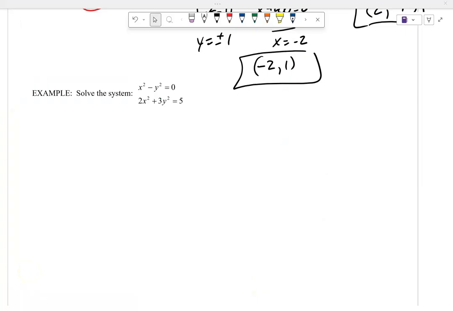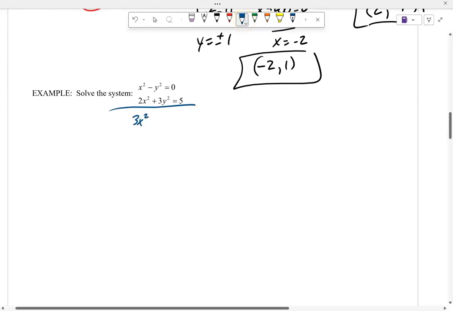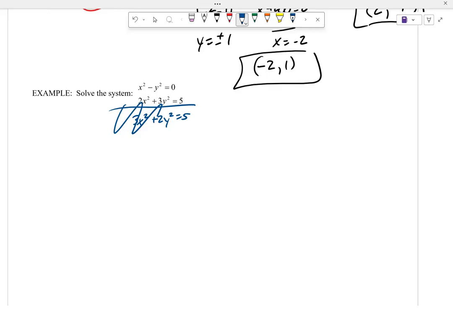Now this one here, if we're looking at this, it's kind of difficult to solve for x or for y, right? So I'm thinking this would be a little easier with elimination. Right now, if I added it up, I'd get 3x squared, negative y squared, but I get plus a 2y squared equals 5. So I got to eliminate. So that's not working right now. I'm going to have to force it to eliminate one of the variables. But I am going to use elimination.